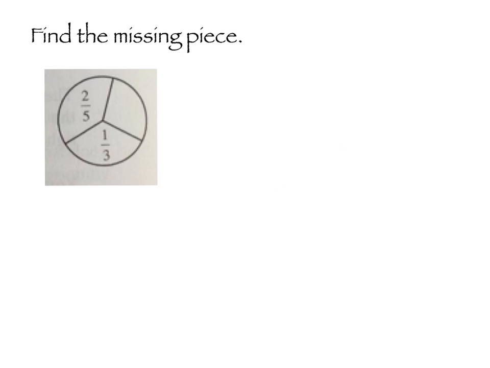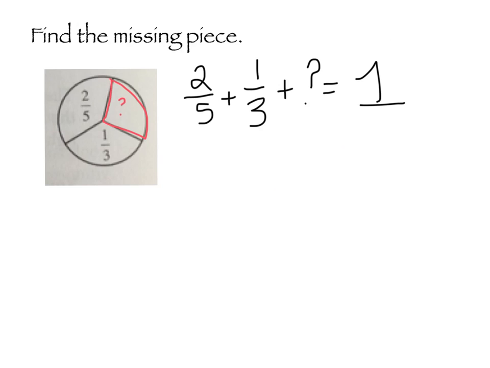So here's a problem that has the same idea, but it looks a little different because our denominators are different. Okay, so what we're going to try to figure out here is, what is this missing piece? All right, we know that the two pieces we have plus that third piece have to add up to a whole, just like on the last slide. So what we can say is, well, 2/5 plus 1/3 plus this unknown piece has to add up to 1, has to be a whole.